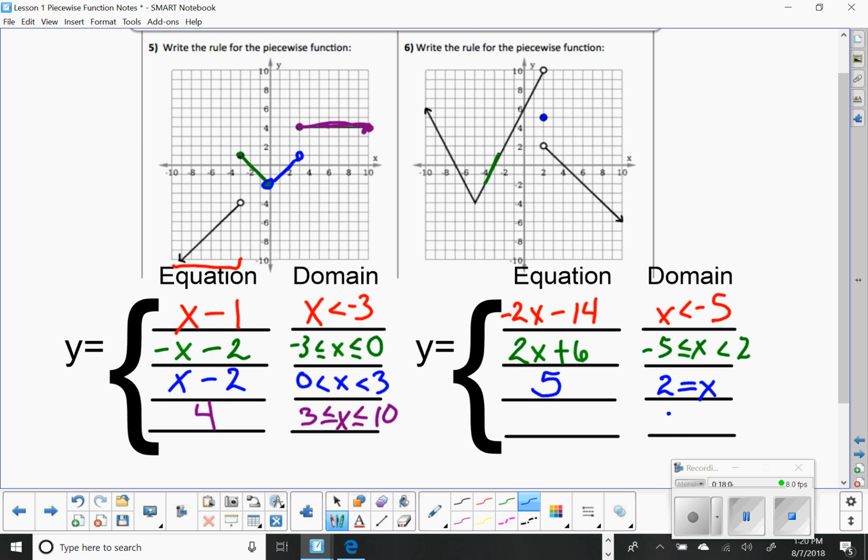Then, when x, oops, because I want to keep it color coordinated. When x is greater than 2, this is a negative slope, it's -x. So boom, boom, plus 4. And I'm done. I've written the equation. I've written the equation for each piece of the domain for the piecewise function.